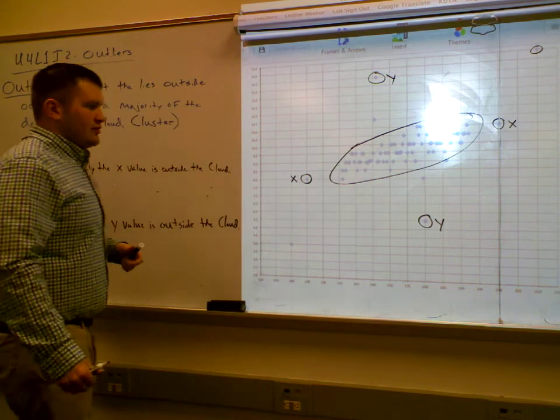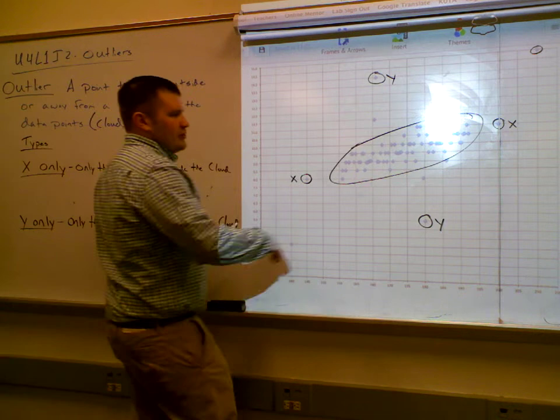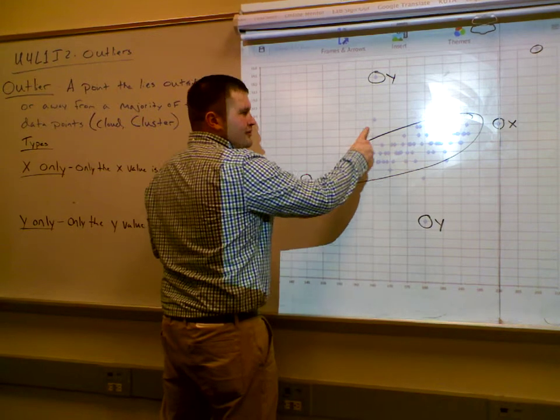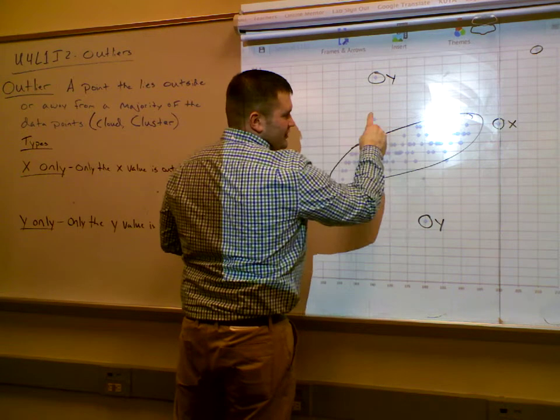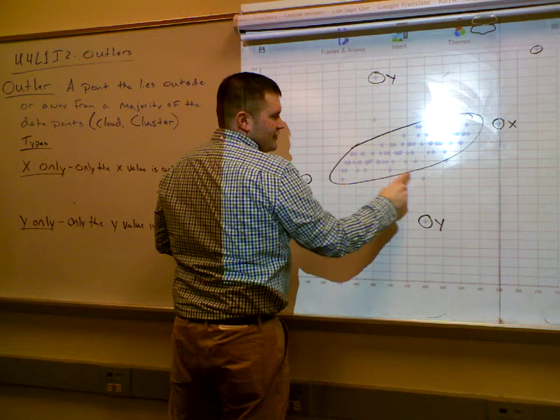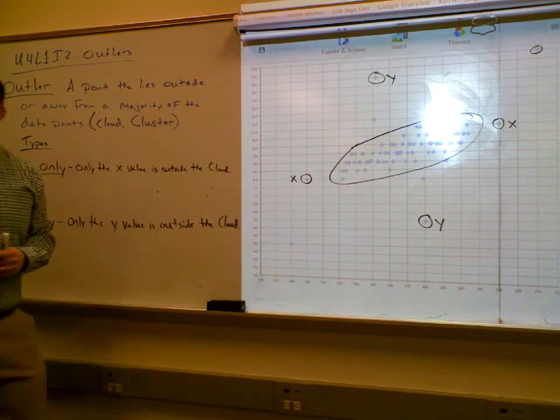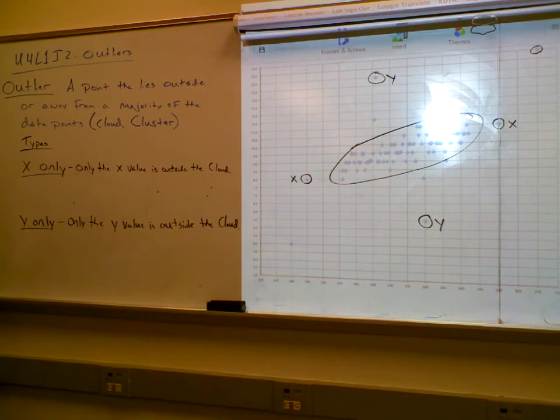Okay. I know some people are bringing up, well, what about this one? What about that one? Well, these ones, we can move them both either horizontally or vertically. That's a different type of outlier. We'll get to that in a little bit. Okay. So what were those points?